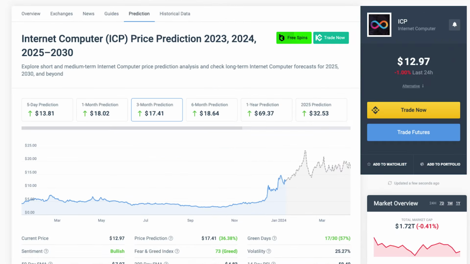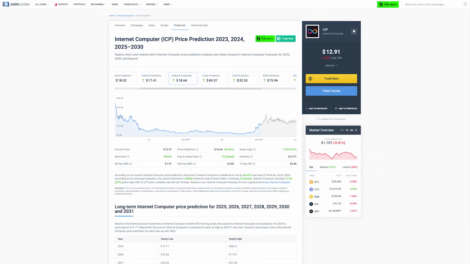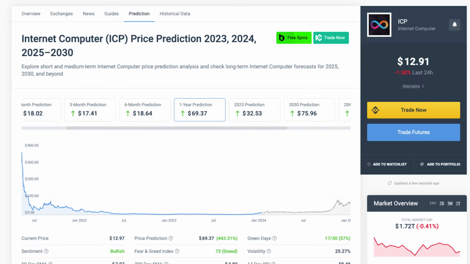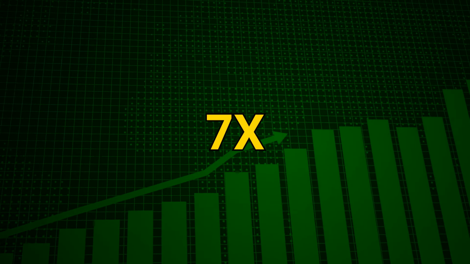Currently, the price prediction algorithm is bullish on ICP's near-term prospects, forecasting a rally above $20 in the first quarter of 2024. However, the algorithm then expects the ICP price to slightly correct downwards and then move within a relatively tight range before starting a big rally in late 2024, which is expected to peak at around $87. This would represent an increase of about 7x compared to ICP's current price.